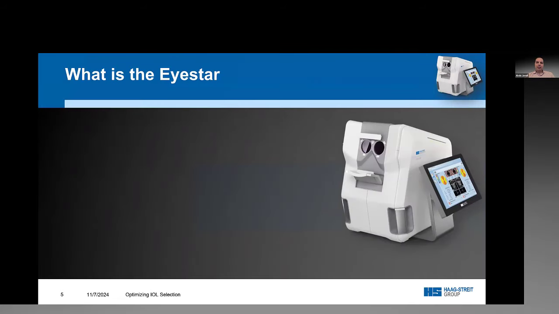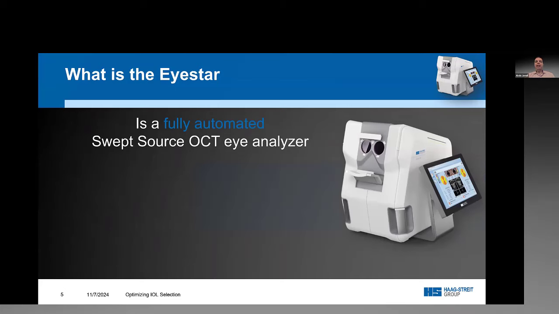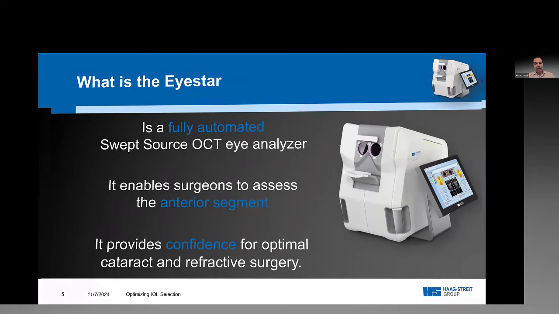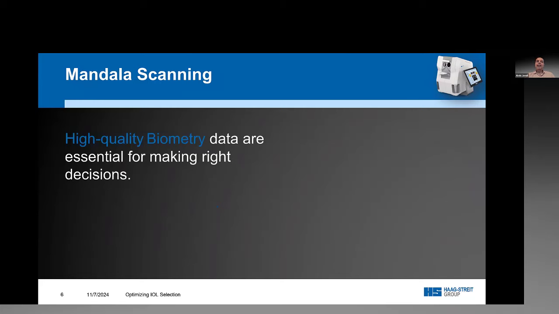So what is Eyestar? It is a fully automated swept source OCT eye analyzer. When I say fully automated, I mean the device detects the eye, measures, and shows the result in a fully automated manner. The data provided are used for anterior segment assessment and better planning for cataract and refractive surgery. High-quality biometry data are essential for making the right decision.